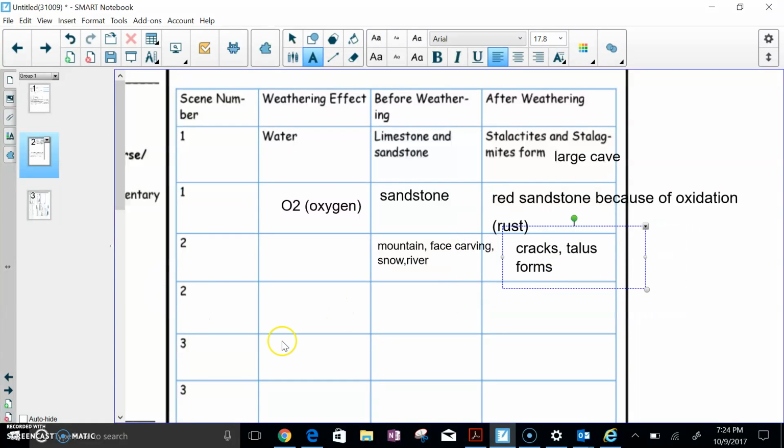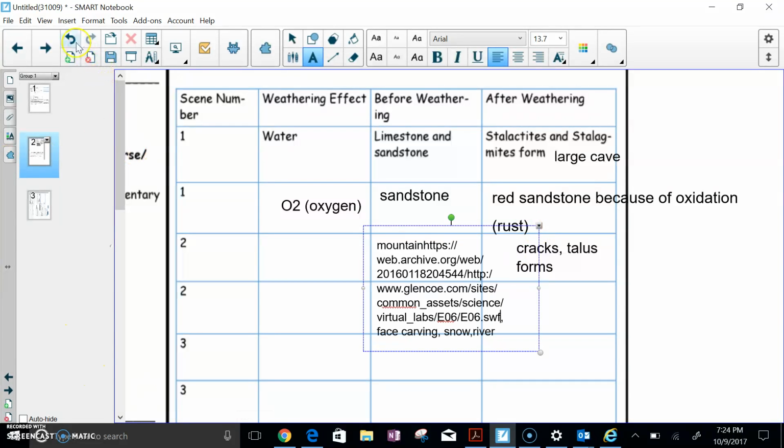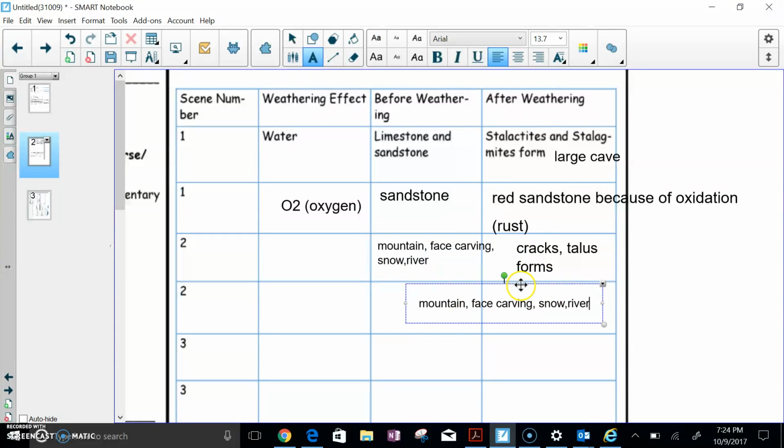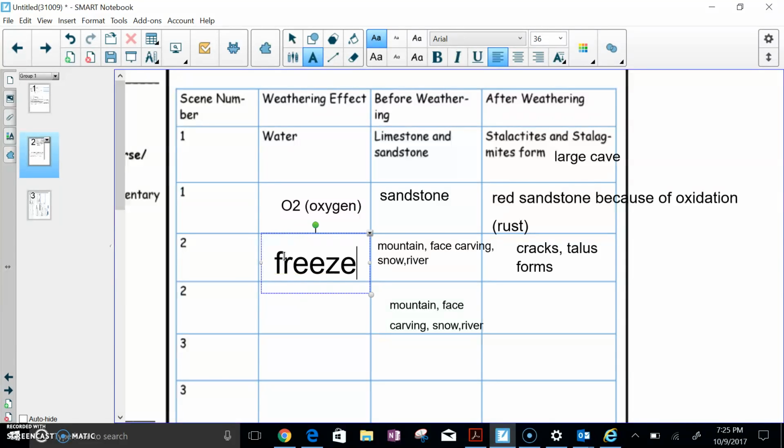Alright, so now we're going to look at scene 2 again, and you can just copy the same thing into the other box, and that is not what I wanted to copy. That is the website. Okay, so we have mountain, face carving, snow, and river, and I'm just going to fit that in that box. Alright, so this was freeze, thaw. Let's see what the other weathering effect is going to be.